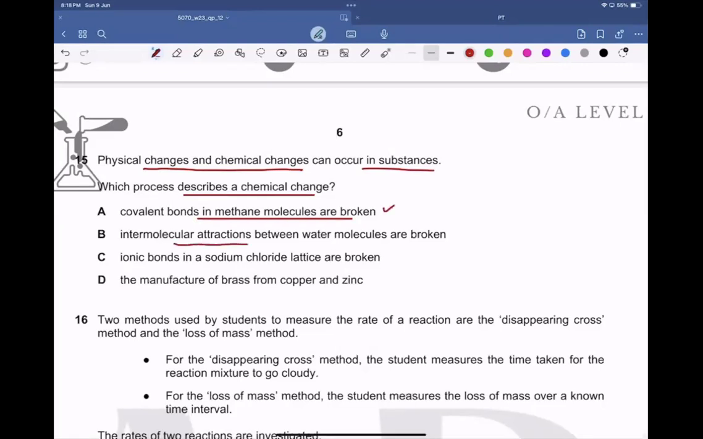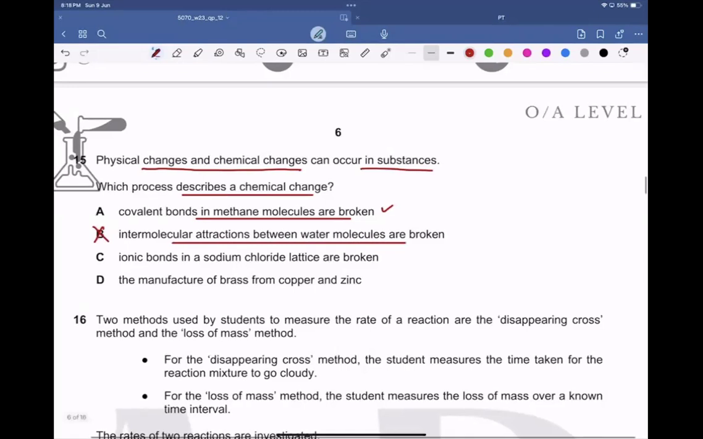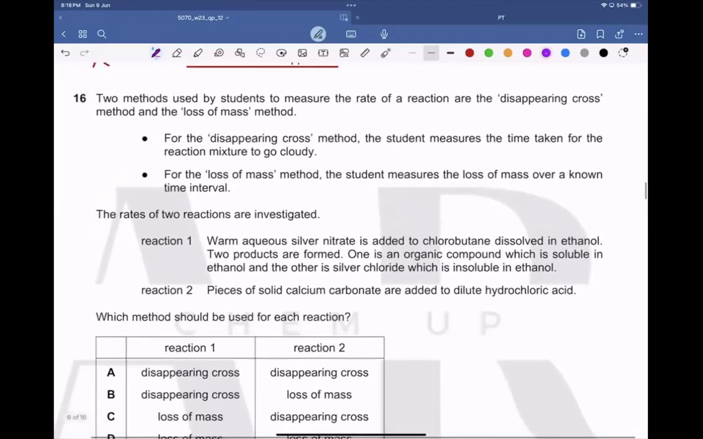Let's see. Intermolecular forces of attraction between water molecules are broken. So it just shows the state change, so it's incorrect. Ionic bonds in the sodium chloride lattice are broken. If the ionic bond is broken, then it's still an ion. It doesn't change its oxidation number, so we can't say that a reaction occurred. The manufacture of brass from copper and zinc. So it's just a mixing of two metals, so D goes wrong as well. So A is the correct answer. Okay. Now, question number 16.